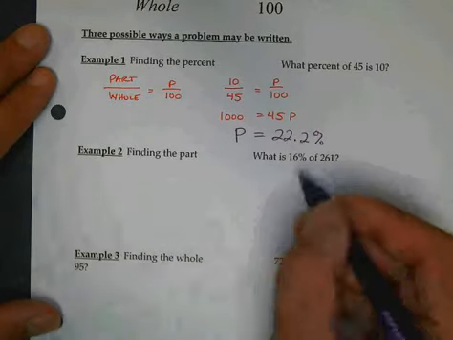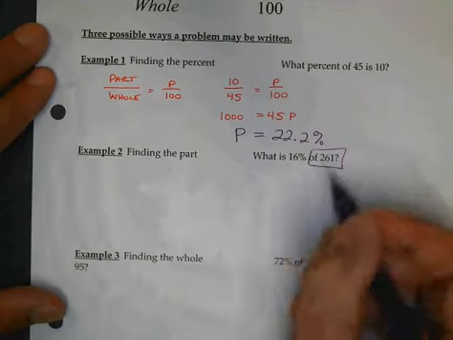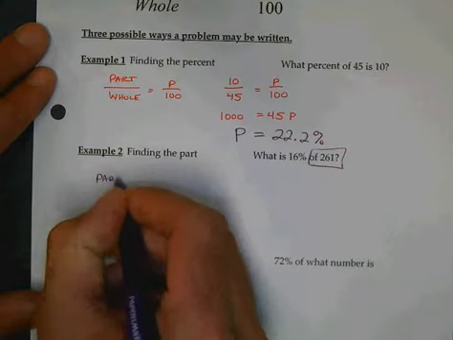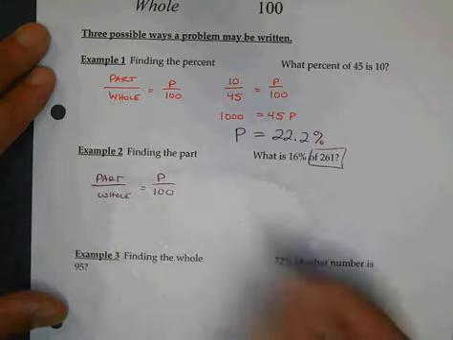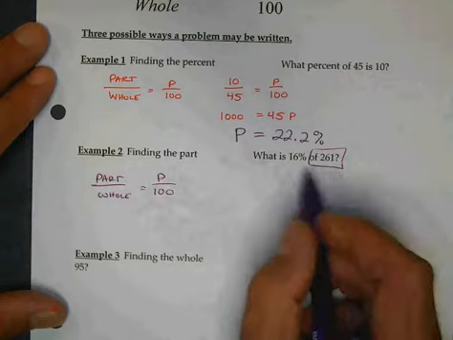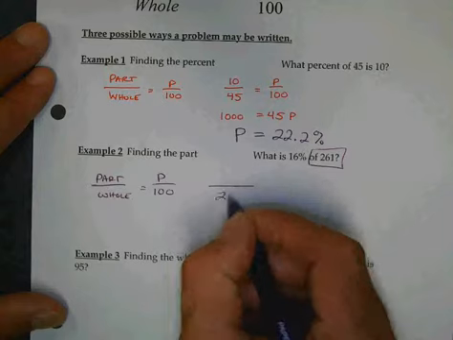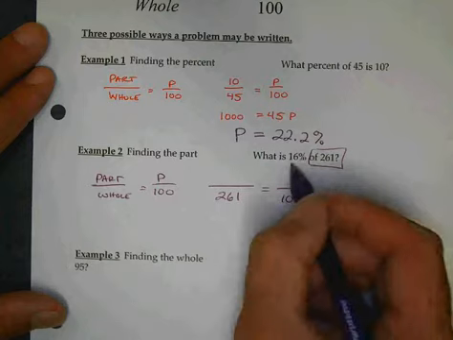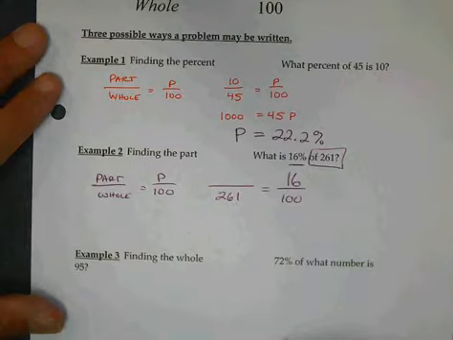Moving down. Finding the part. What is 16% of 261? See the of 261? It's following the word of. So the 261, is it the part? Is it the whole? Is it the P? And obviously it's not the 100. Of 261, where does that go? That's the whole. I've got the 100. What else am I given? So that goes up here in the 16. So your variable is x.